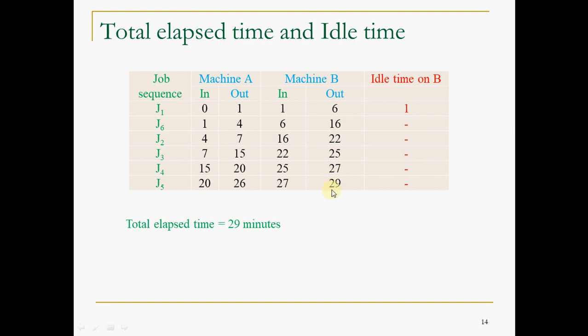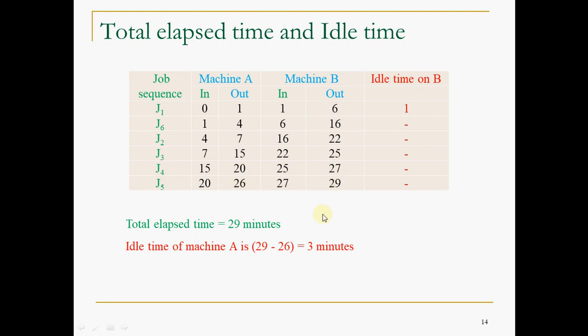What is the meaning of total elapsed time? It is the time required to process all the jobs on both the machines. Now coming to the idle time of machine A, this batch will take 29 minutes in total. Out of that, machine A is engaged until the last job comes out at the 26th minute, so 29 minus 26 is 3 minutes. This is the idle time for machine A. You can very easily compute this minus this.